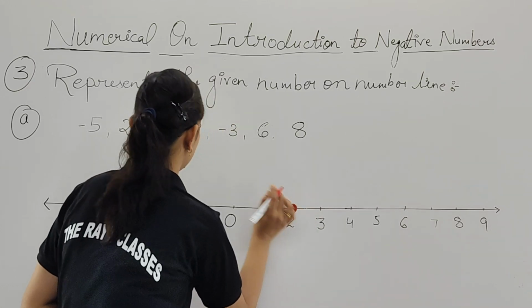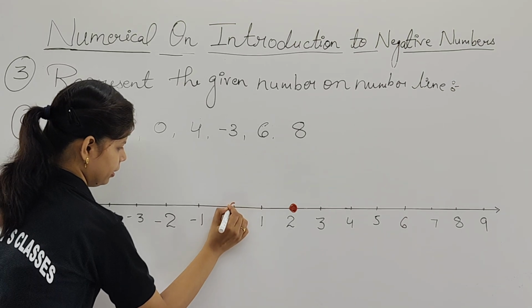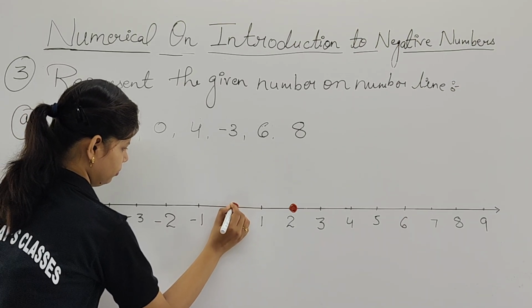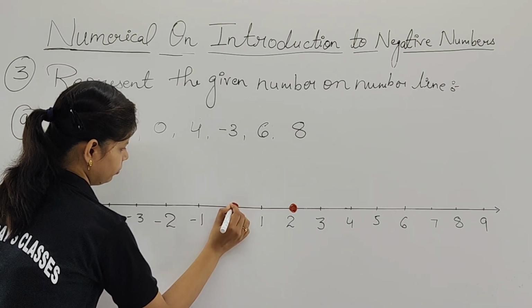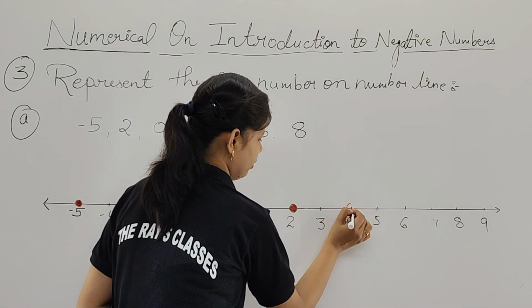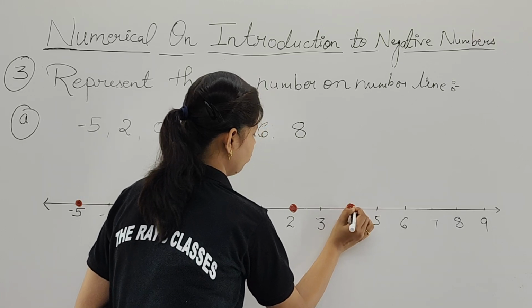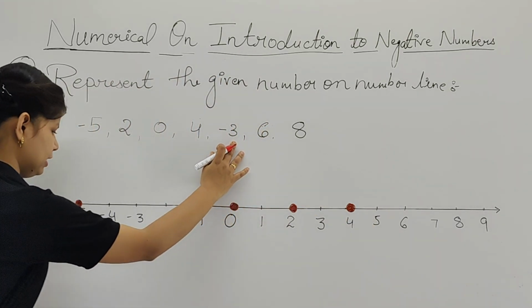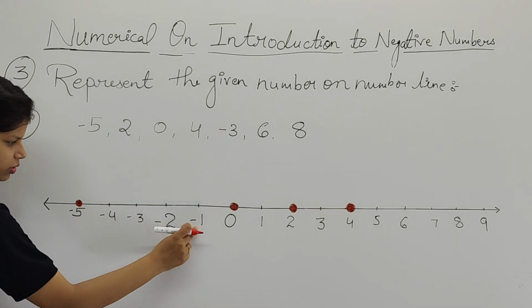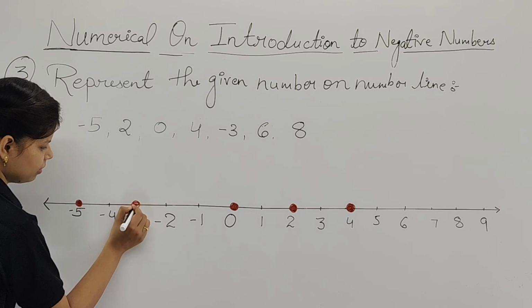Another I am having 0, then I am going to add here. Clear, no? Then positive 4, I will add here. Clear, no? Then I am having -3. -3 is in which side? 0, -1, -2, -3 is in this side. So I am going to add this as a -3.